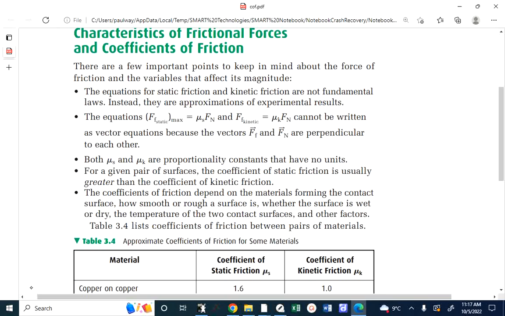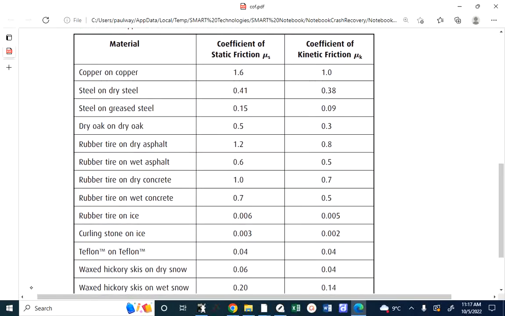Whereas when they're not moving, it's 1.6. And you can get a flavor for what kind of stuff you're looking at here.